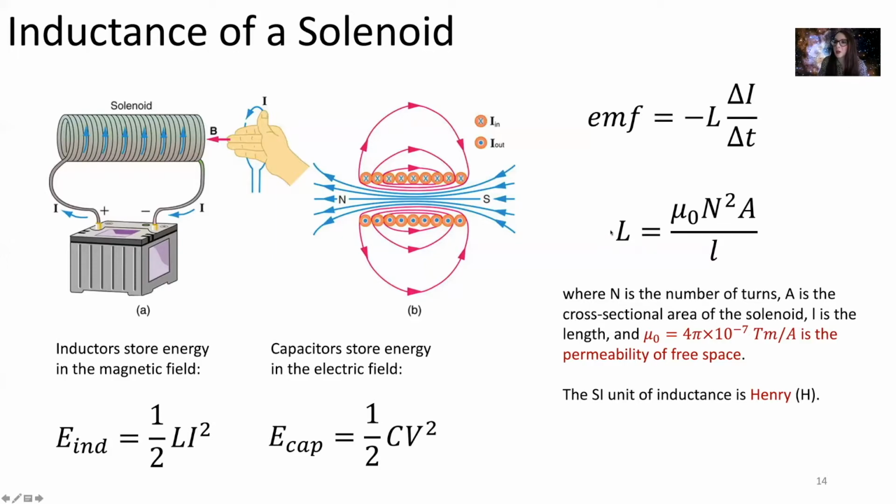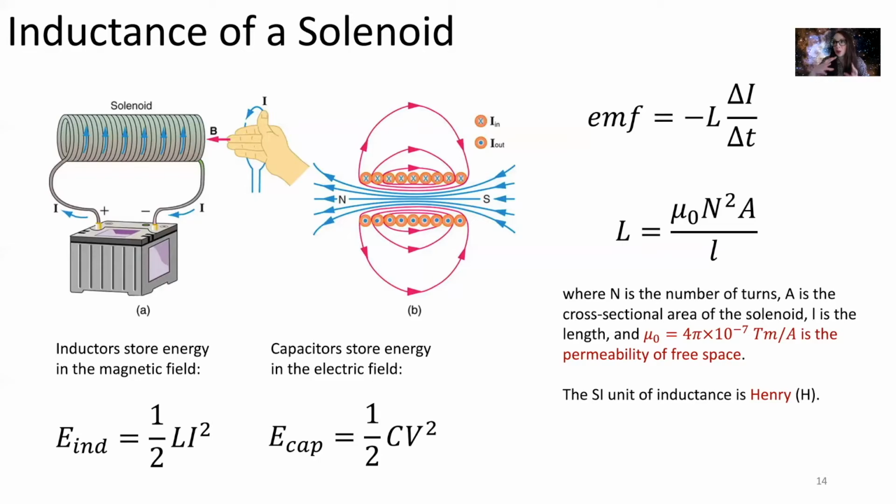Here's how you can calculate the inductance, L, of an inductor. So mu naught here is the permeability of free space, 4 pi times 10 to the minus 7 Tesla meter over ampere. N is the number of times you wrap that coil around itself, and we square it. A is the cross-sectional area of the solenoid.